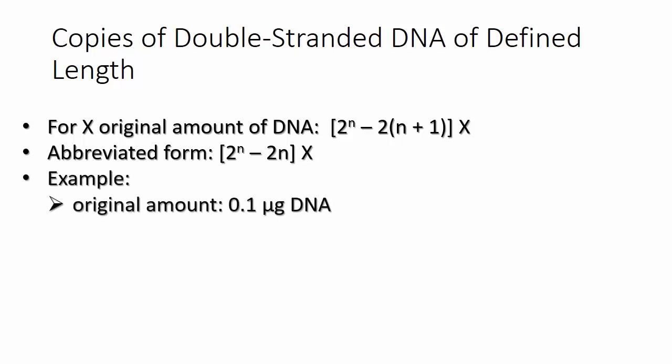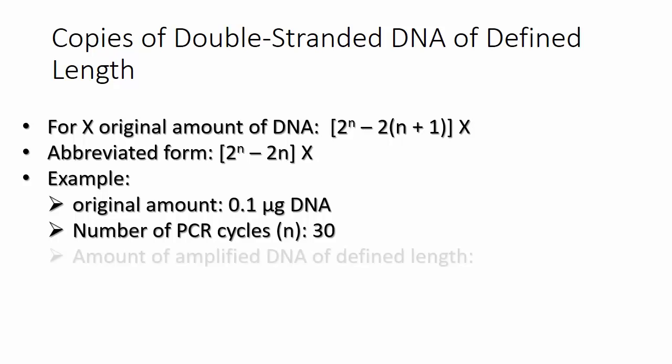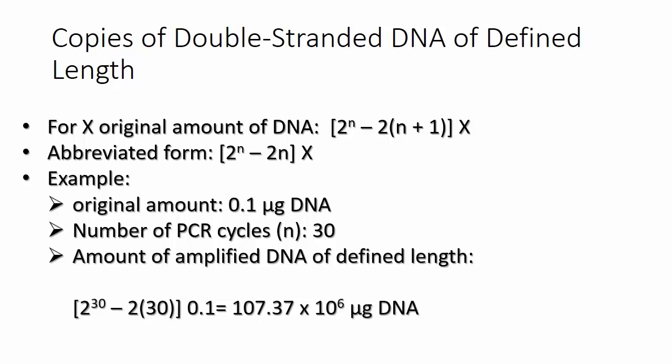Let's assume that the original amount of DNA is 0.1 micrograms of DNA, and that we amplify it using 30 cycles of PCR. The amount of amplified DNA of defined length, double-stranded, would become this by applying the formula 2 to the power 30 minus 2 times 30, which is the number of cycles. The whole thing is multiplied by the original amount of DNA, which is 0.1 micrograms, to give us 107.37 million micrograms of DNA.